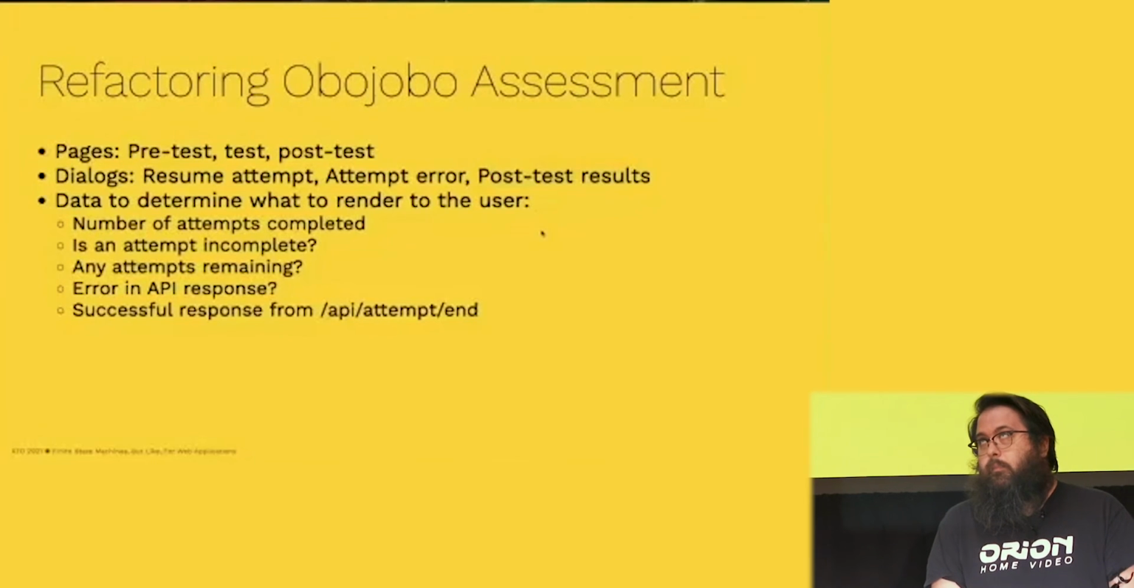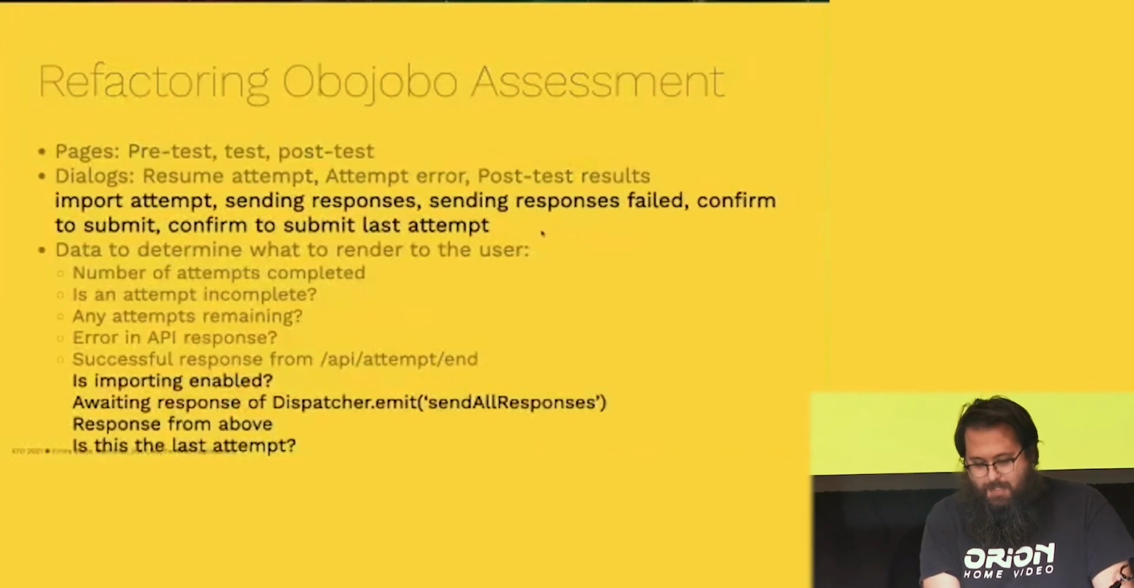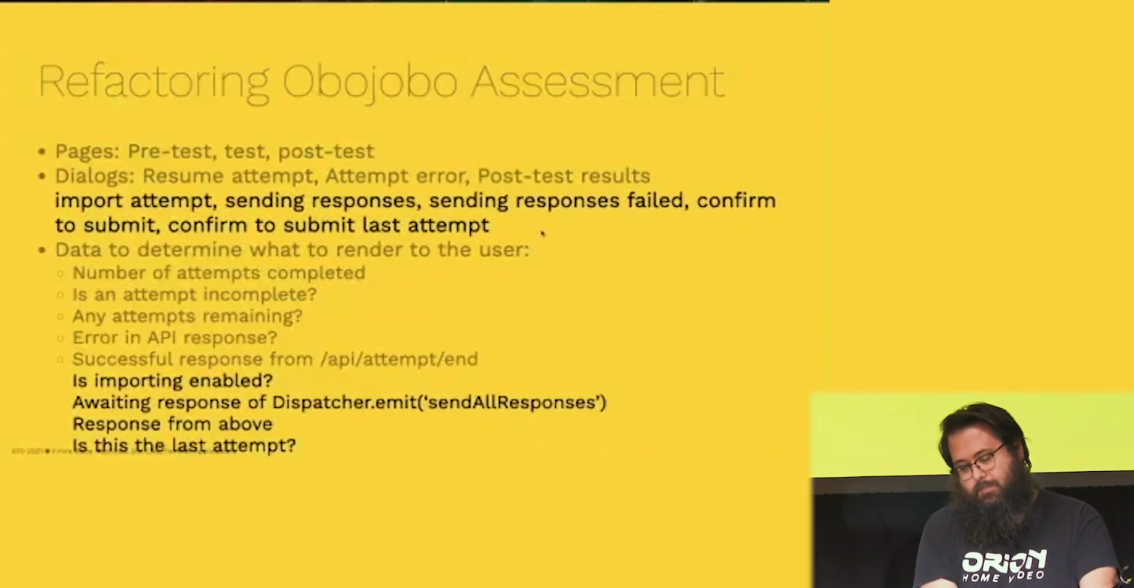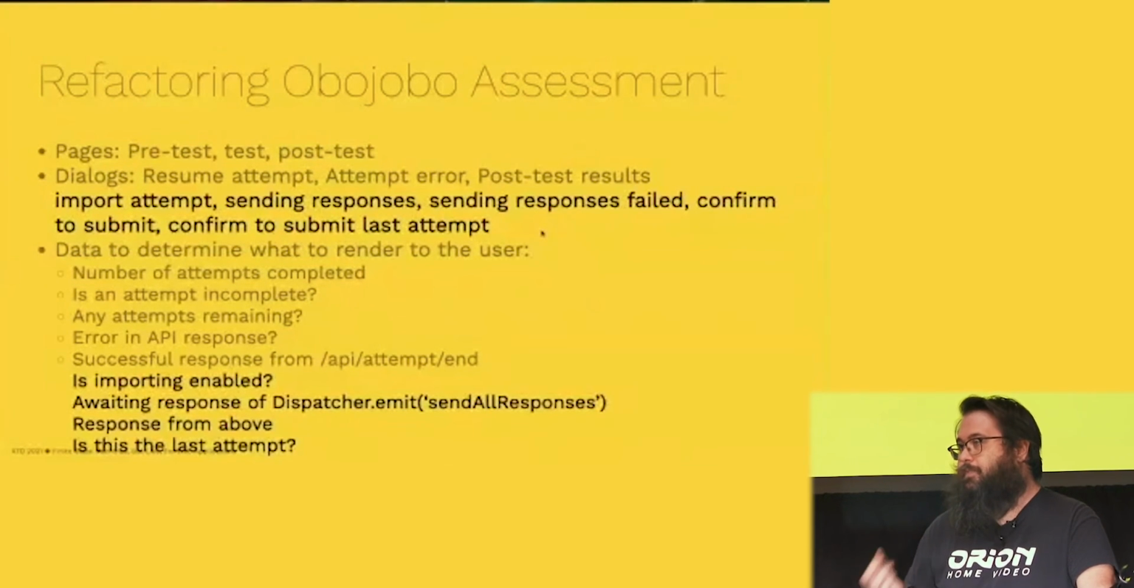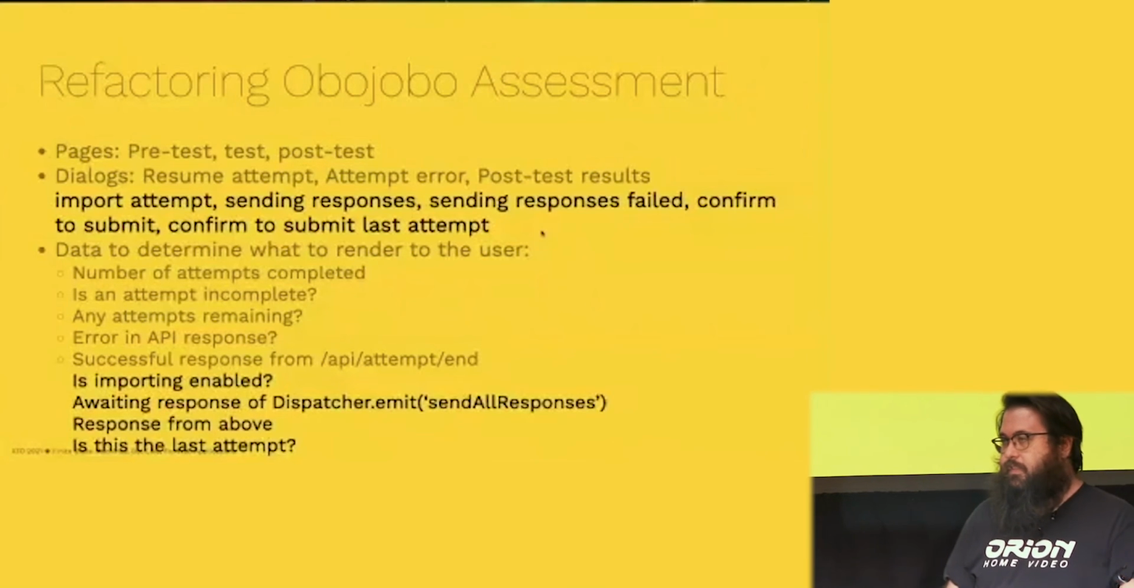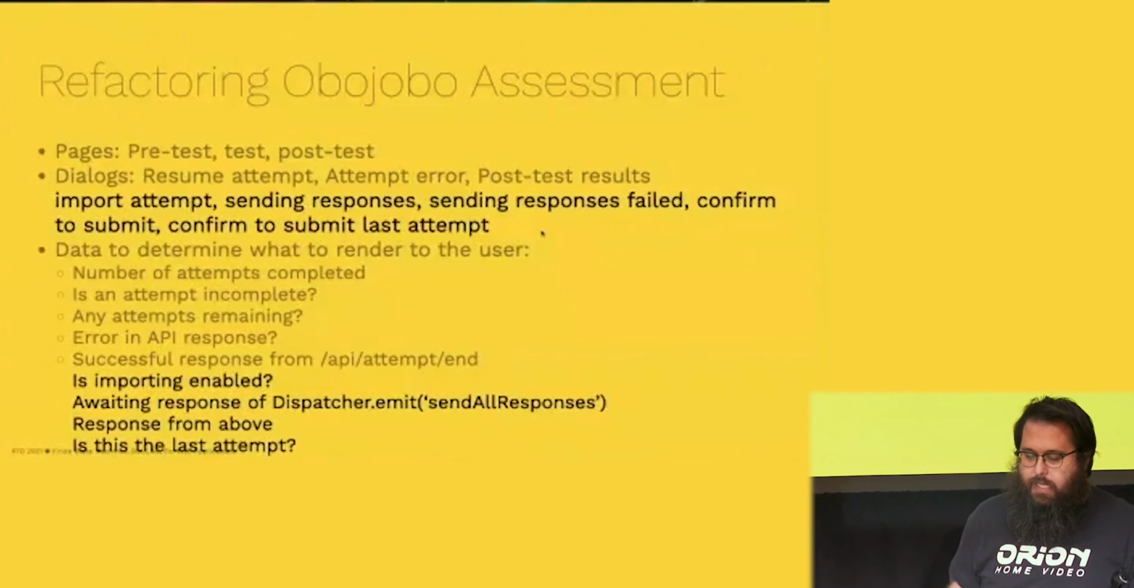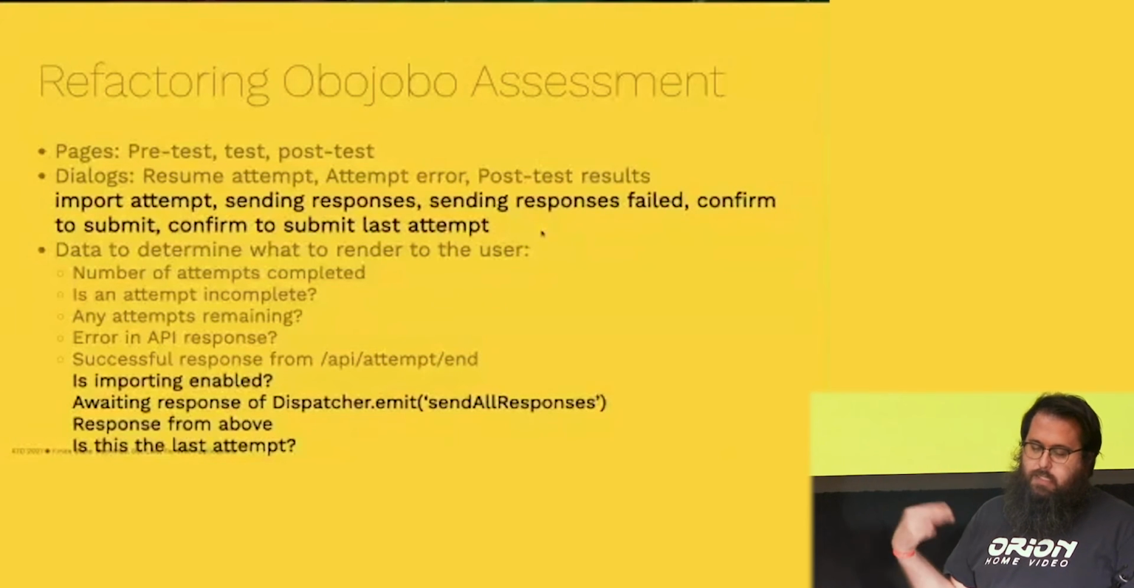So then as time went on, we added a bunch of features and things exploded. So now we have new dialogues. We need to let them import a previous attempt. Because of changes we made to the application, there were new question types, and it resulted in us needing to save the responses and then send them all at once. So we now needed to let them know, if it was taking a while, that we are currently sending their responses up. Did that fail or did that succeed?